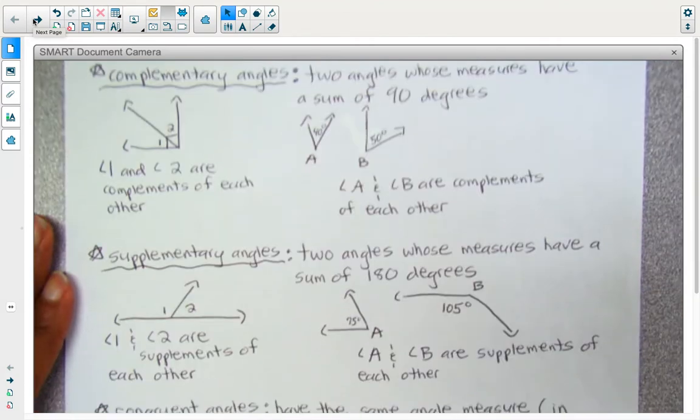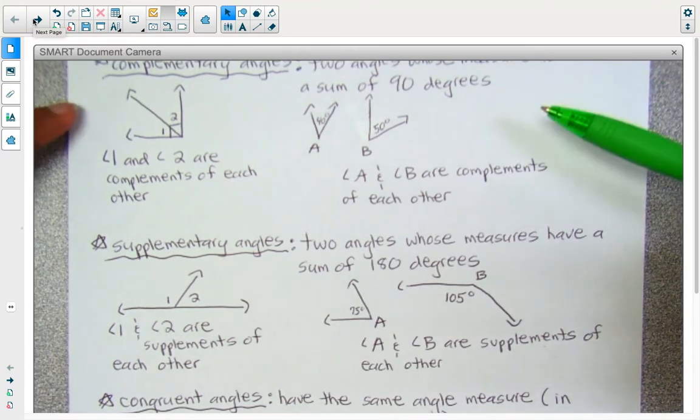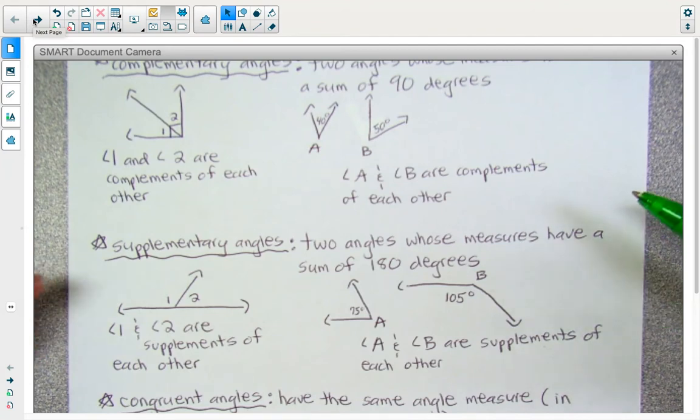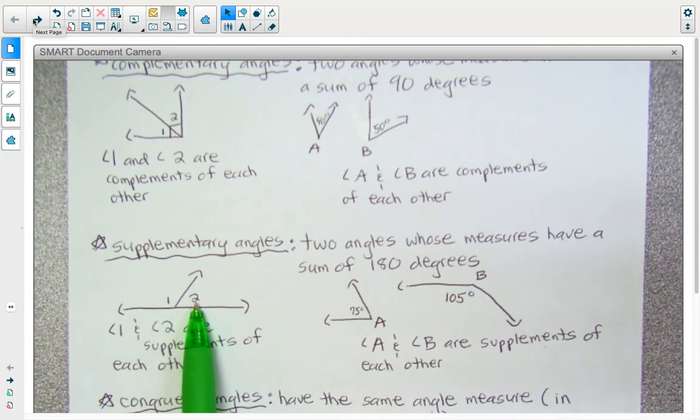Next, we have supplementary angles. So complementary is 90, supplementary is 180. So supplementary: two angles whose measures have a sum of 180 degrees. Over here, angle 1 and angle 2 are supplements of each other. If this is 100 and that's 80, if I add them together, it gives me 180 degrees.